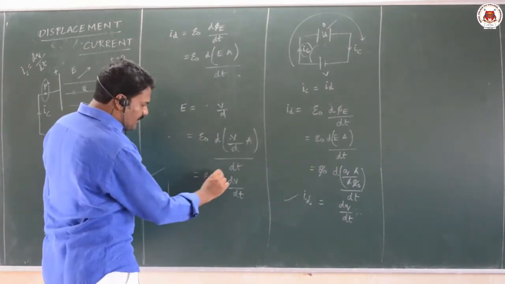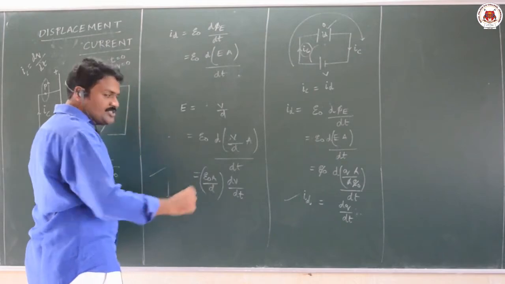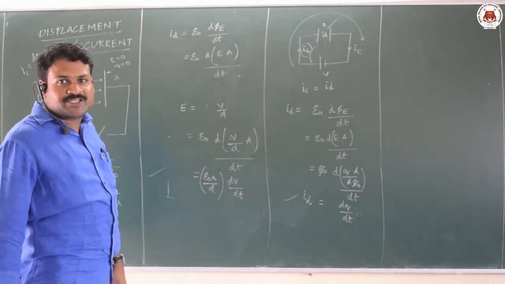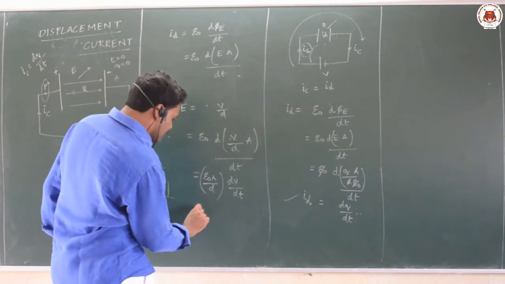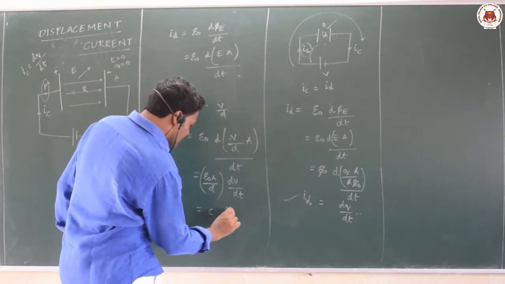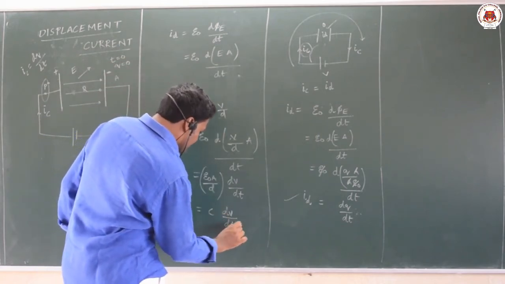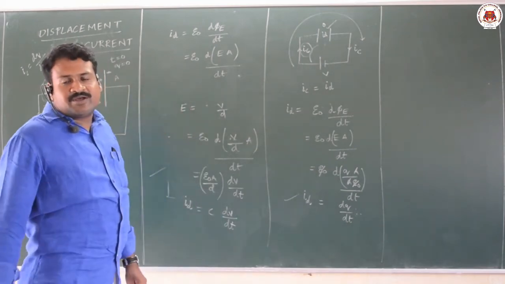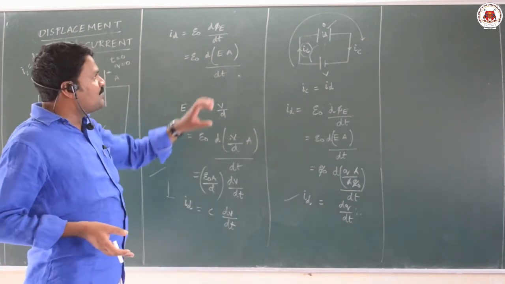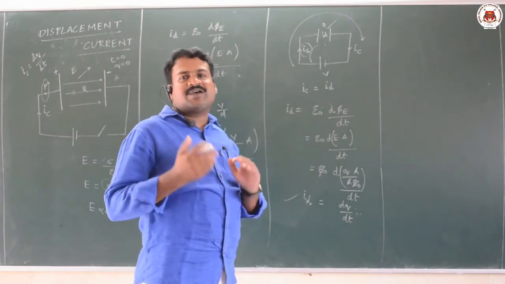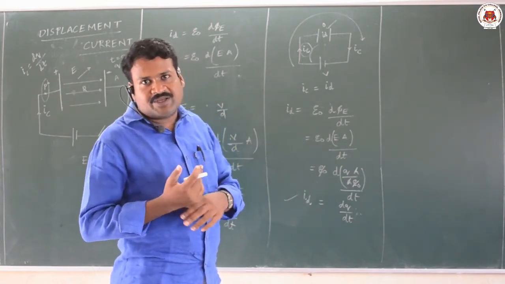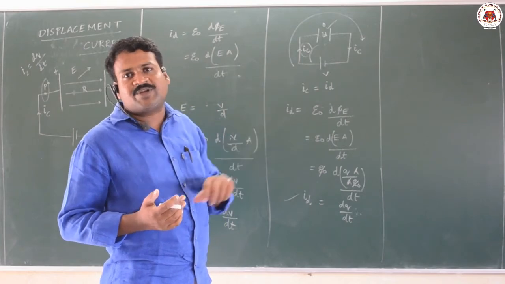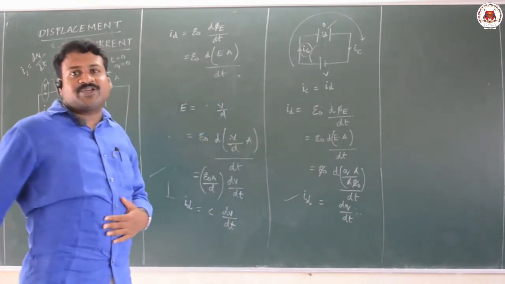Now epsilon naught A by d, can you remember, it is the formula of one physical constant, that is nothing but capacitance. So this you can write as C dV by dt. This is another formula for displacement current, and displacement current exists as long as there is change in the electric field, and displacement current produces magnetic field between the plates of the capacitor.